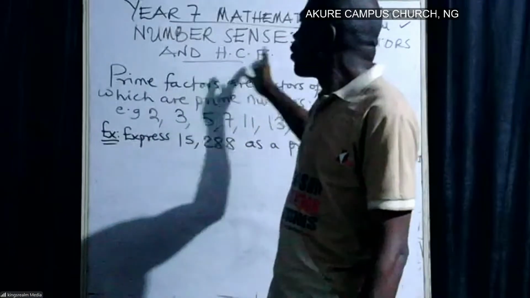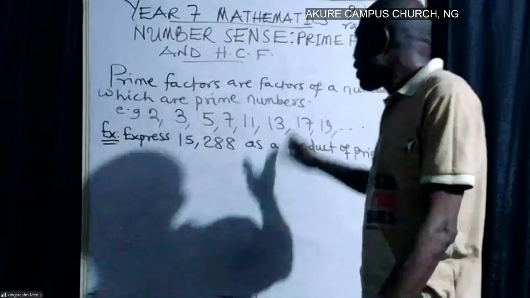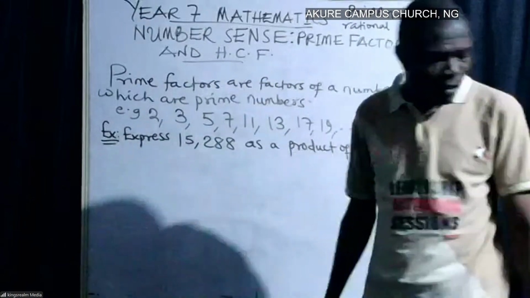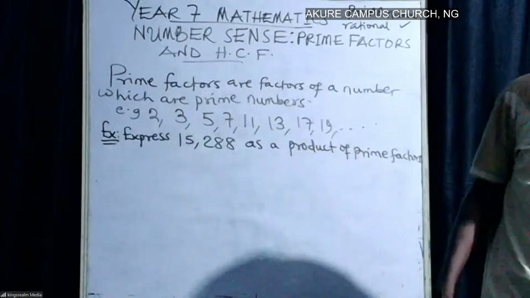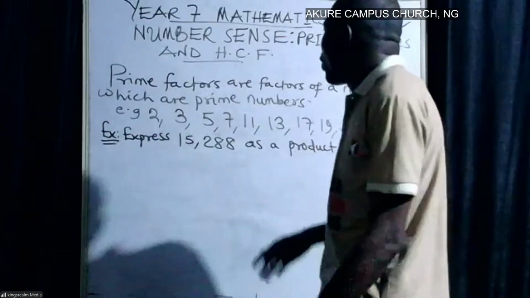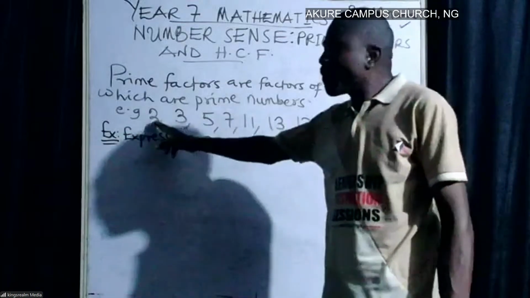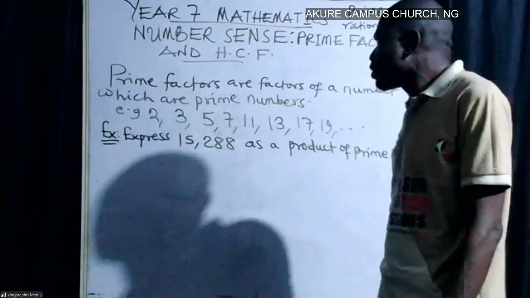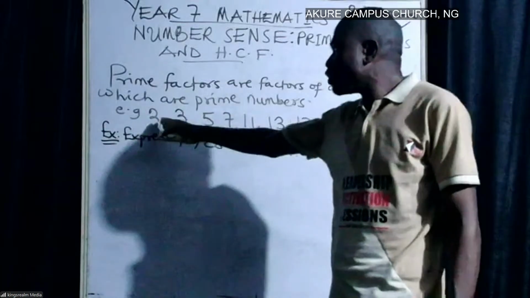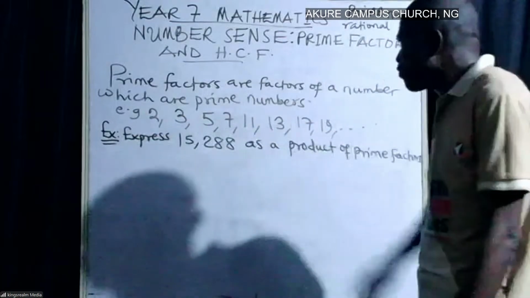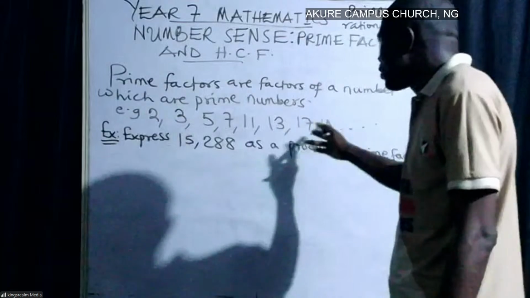So, welcome back from that video session introducing prime factorization to us. We have said prime factors are factors of a number which are prime numbers. And it is important to understand prime numbers. Prime numbers can only be divided by itself and 1. So the smallest prime number is 2, and we have many other prime numbers like 3, 5, 7, 11, 13, 17, 19, etc.